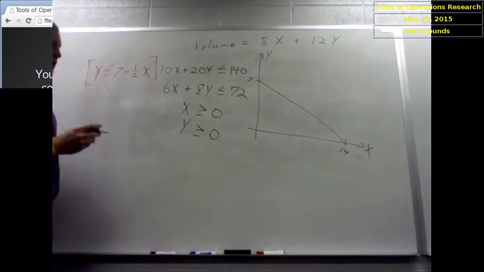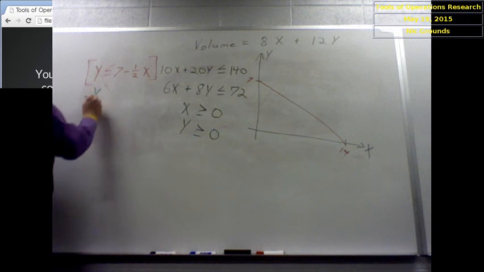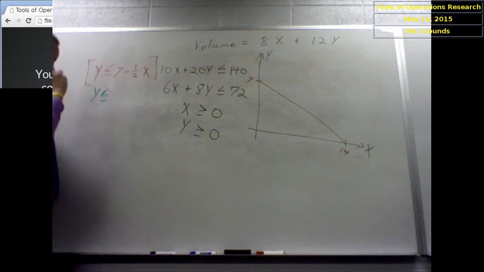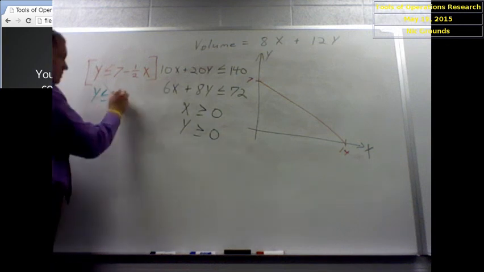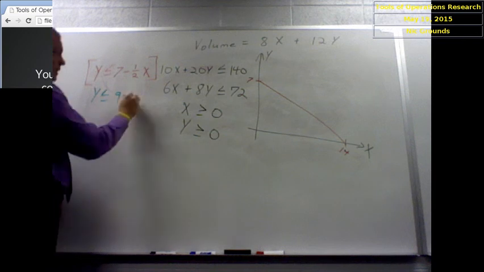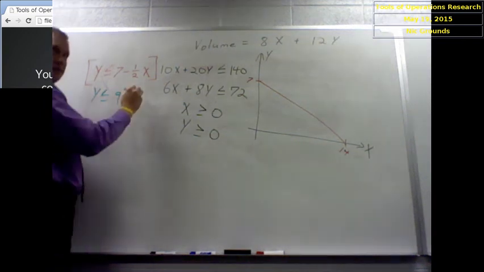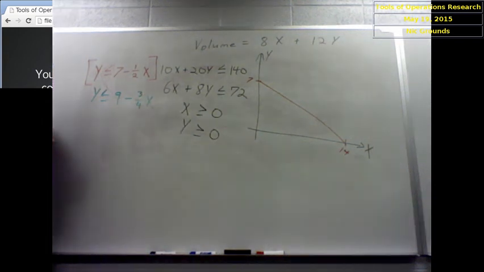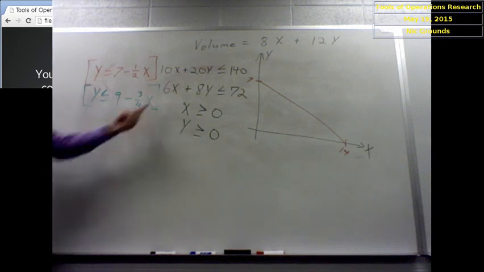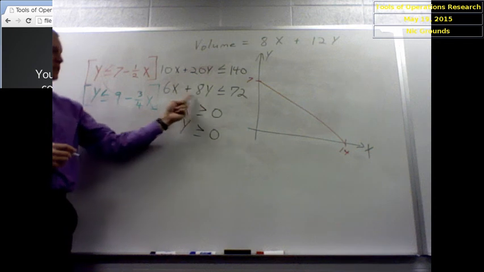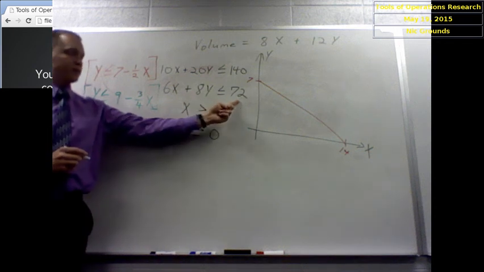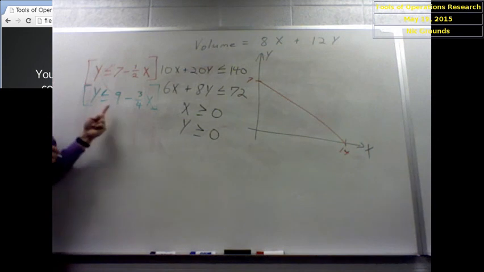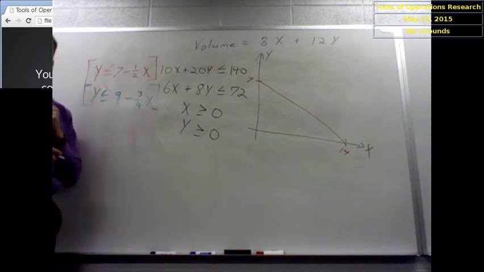Let's do the floor space equation. So again, let's just write this as y is less than or equal to, okay? So 72 would have to divide by 8. Okay, so 9 minus 3/4 x. So that's the second, the floor space equation. 6x plus 8y less than or equal to 72 can be rewritten as y must be less than or equal to 9 minus 3/4 of x.